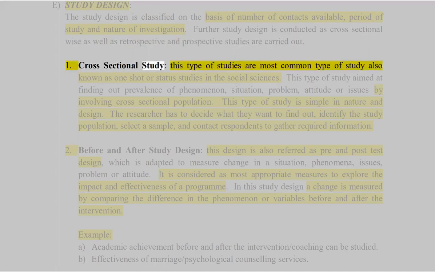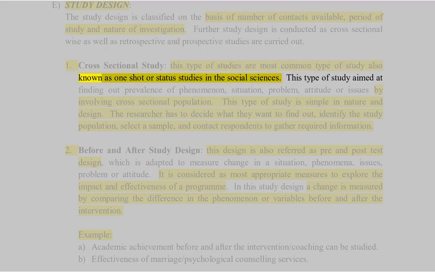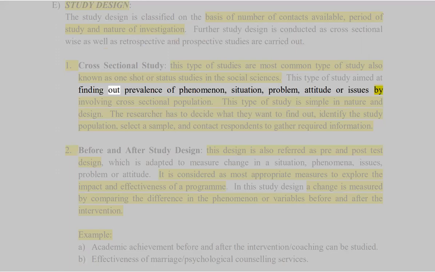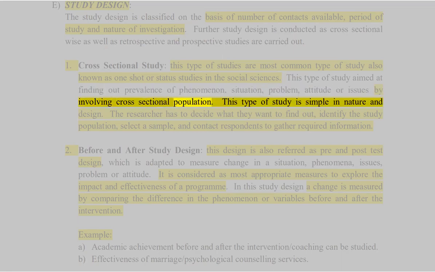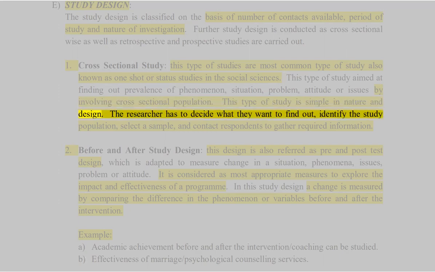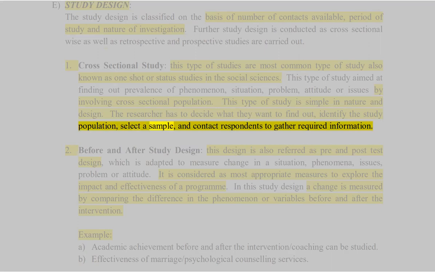1. Cross-sectional study. This type of study is the most common type of study, also known as one-shot or status studies in the social sciences. This type of study aims at finding out prevalence of a phenomenon, situation, problem, attitude or issues by involving a cross-sectional population. This type of study is simple in nature and design. The researcher has to decide what they want to find out, identify the study population, select a sample, and contact respondents to gather required information.